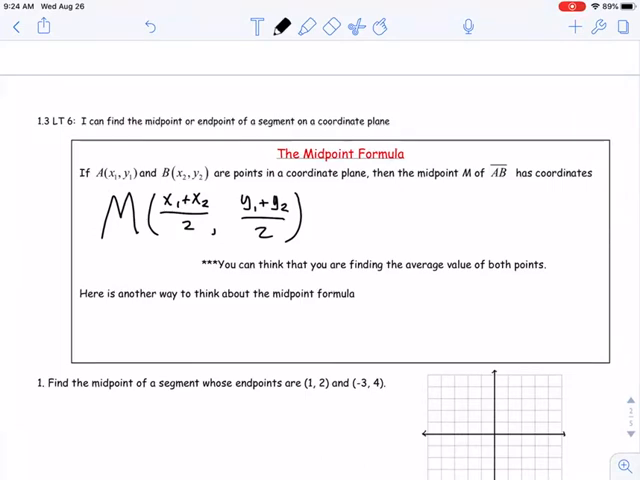So you're literally just adding the x coordinates together, dividing by 2, adding the y coordinates together, dividing by 2, which makes perfect sense because you're just finding the average value of both pairs. You're finding the average x value and the average y value. It makes sense because the midpoint is the balancing point. We're actually going to do this for a triangle later on in the school year. We're going to find the balancing point of a triangle, and it's literally the same formula. You just have an extra point, a third point.